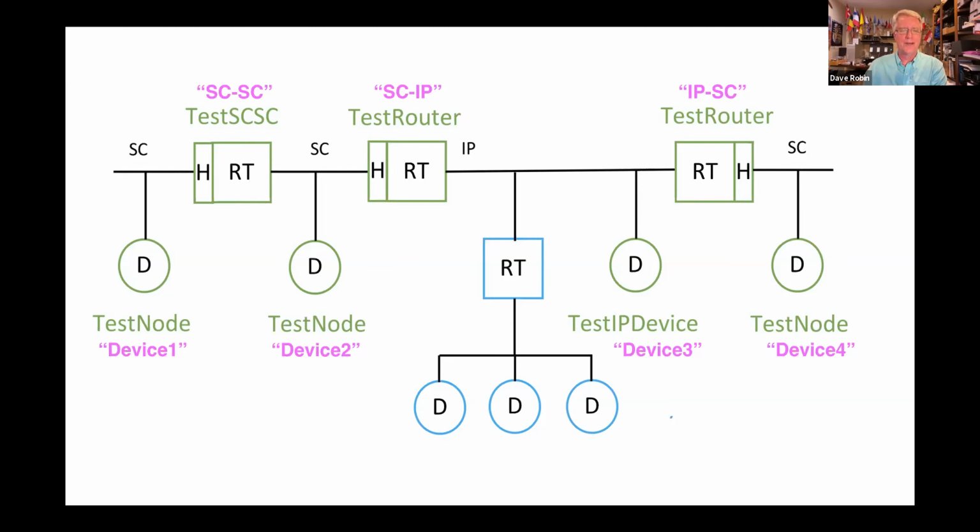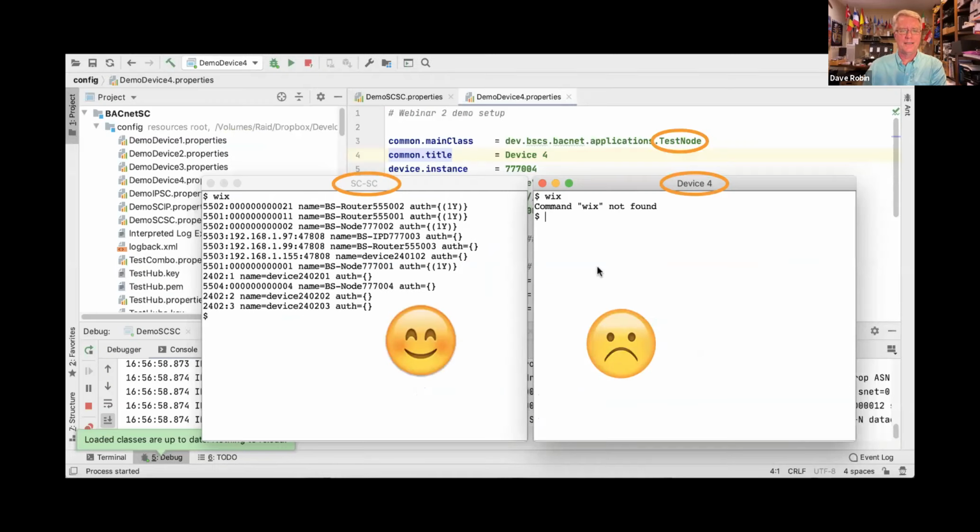So let's start using our new command. We'll go to the SCSE router, where the command is, and run Wix. And you see on the left here, we ran Wix, and there's all our answers. Look at that. We've got several that are authenticated. Look at the auth on the end, because that's the point of this whole exercise, right?